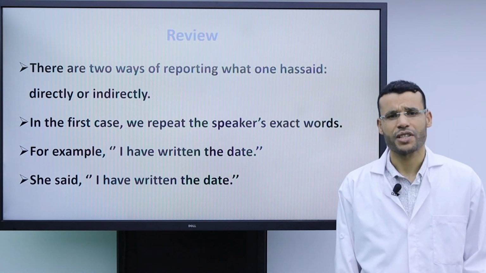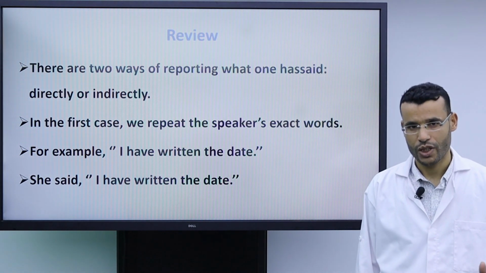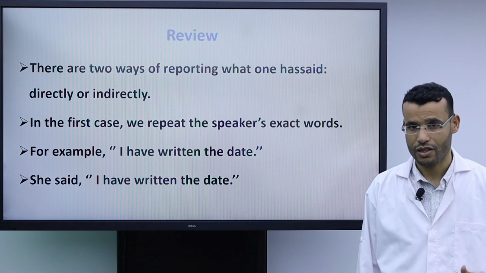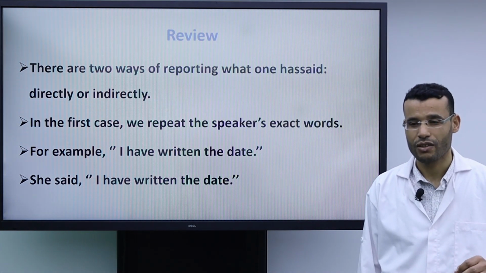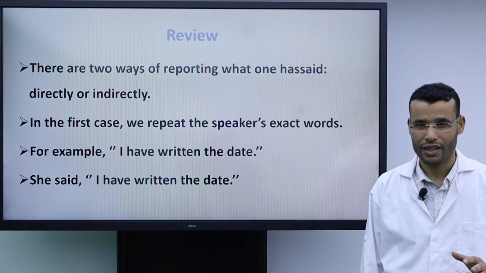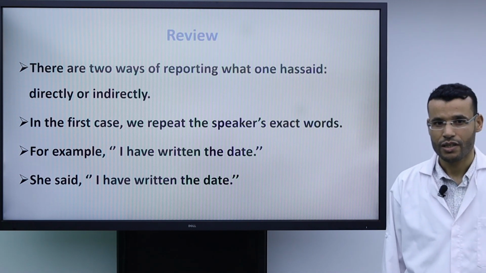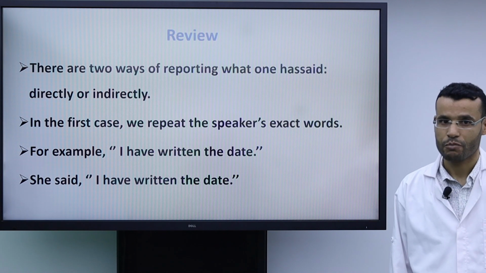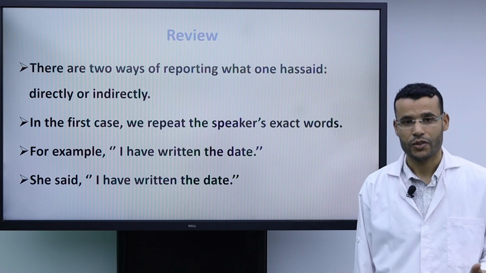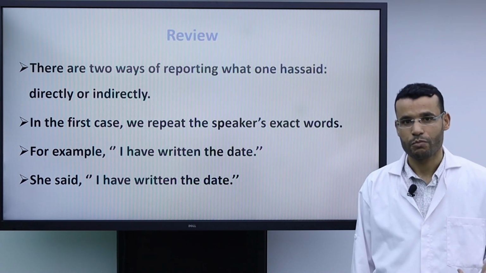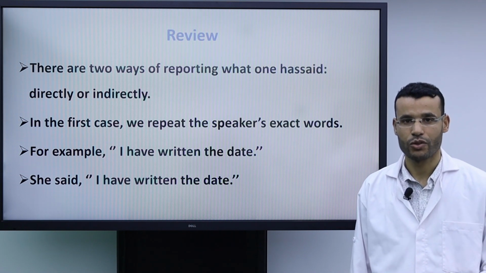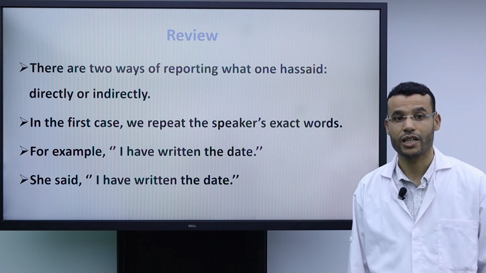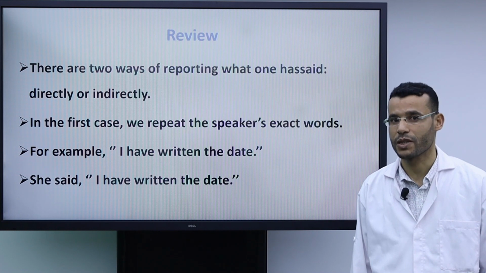Before we start, you should know that in this session we are going mainly to focus on the practical side of reported speech, okay? But before we start doing the exercises, it is of great importance first to shed light on the components of reported speech. So what is meant by reported speech?